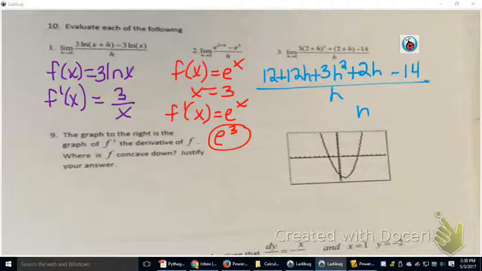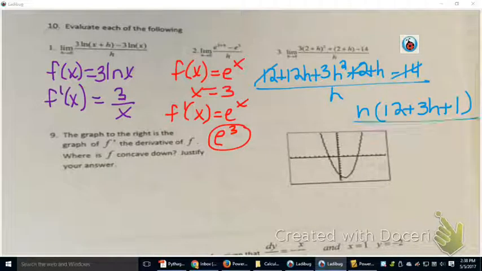And then we want to factor out an h, because the 12 and the 14. So this is a 2 plus h. I knew something weird was going on right there. Okay, the 12, the 2, and the minus 14, that all goes away. Factor out an h of what's left, so you have 12 plus 3h plus 1. The h's cancel. Plug a 0 in for h, so you get 12 plus 1, which is 13.